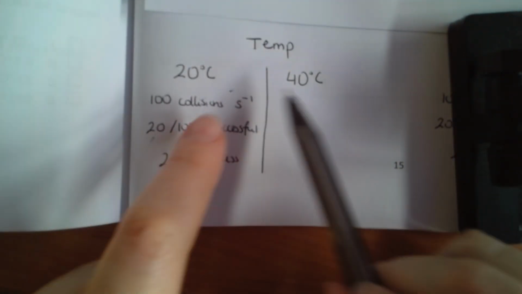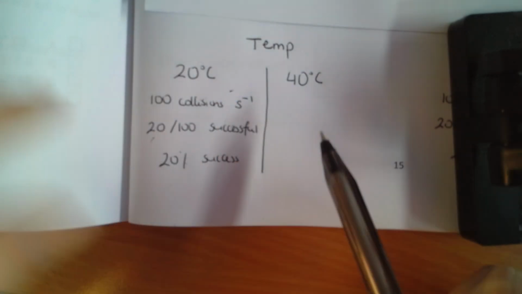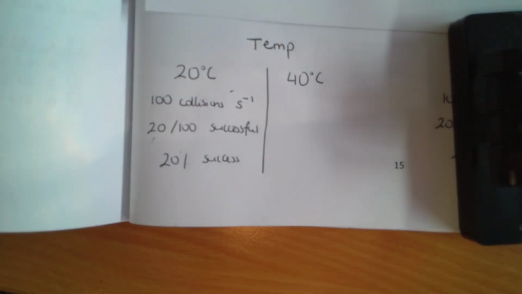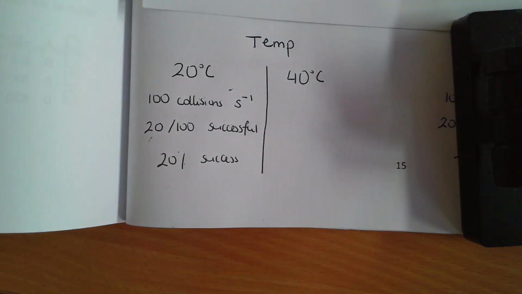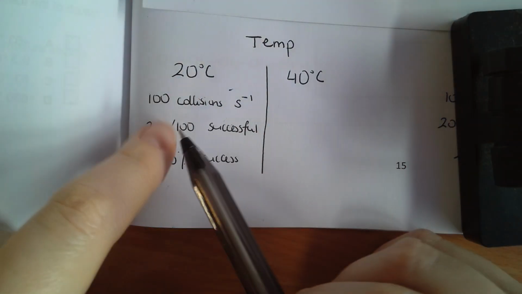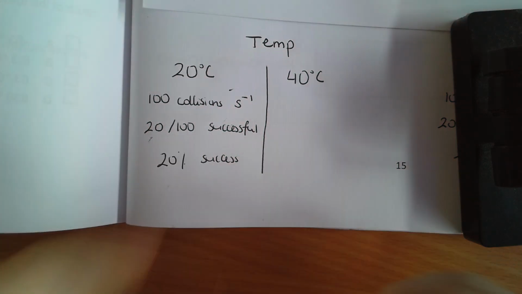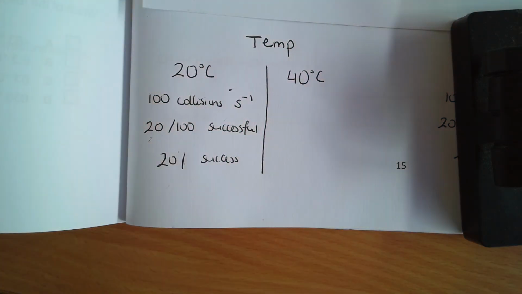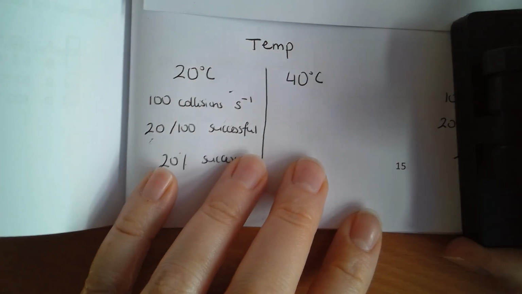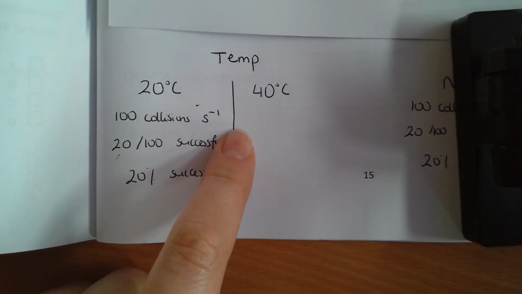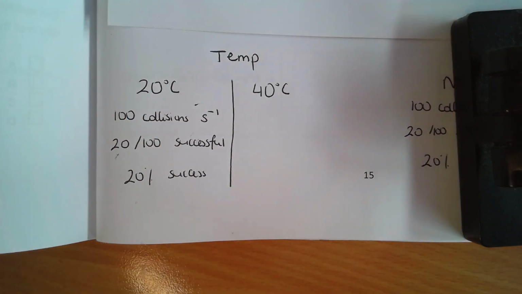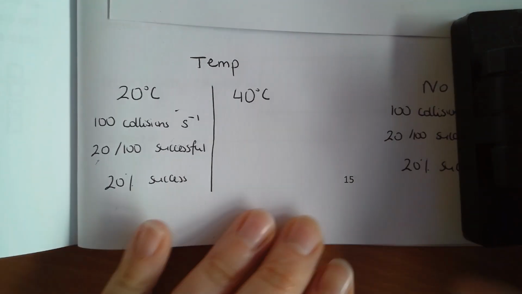Okay, so I've got 20 degrees versus 40 degrees, okay? So I'm saying that at 20 degrees, I'm getting 100 collisions per second. I'm obviously just making up these numbers. And I'm saying that 20 out of 100 of these are successful. So most of them don't have enough energy, and when they collide, they just bounce back off each other. If you increase the temperature, okay, the particles will move faster, and therefore they are more likely to collide.